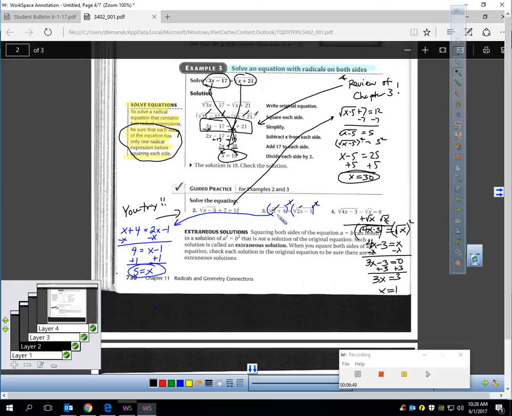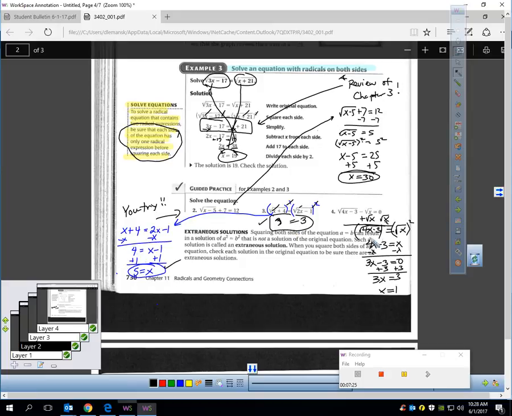And I can check it real quick. If I check it just to show you, 5 plus 4 is 9, and the square root of 9 is 3 over here. And then over here, 2 times 5 is 10, minus 1 is 9, and the square root of 9 is 3. So in both cases, I'm getting 3 equaling 3. So this is a true statement.